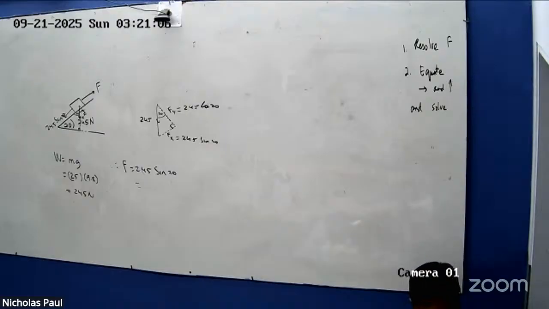Alright, that would be good. So, online, you're okay with that? So F has to be 245 sine 20.